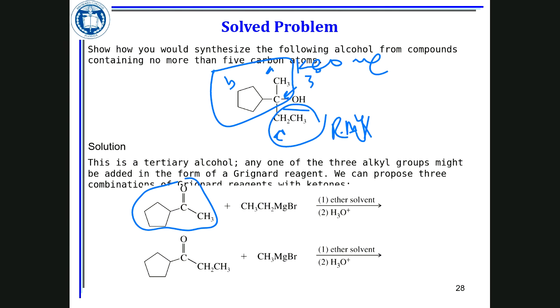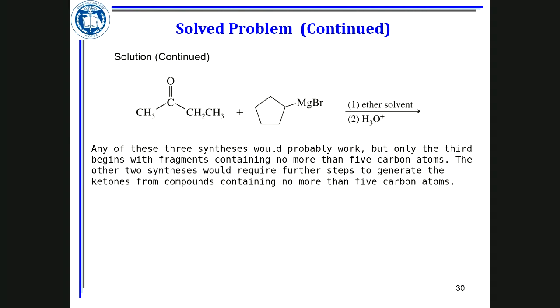Any questions? No questions? Okay. So we can make the primary alcohol from Grignard plus formaldehyde, a secondary alcohol from Grignard plus aldehyde, and a tertiary alcohol from Grignard plus ketone.